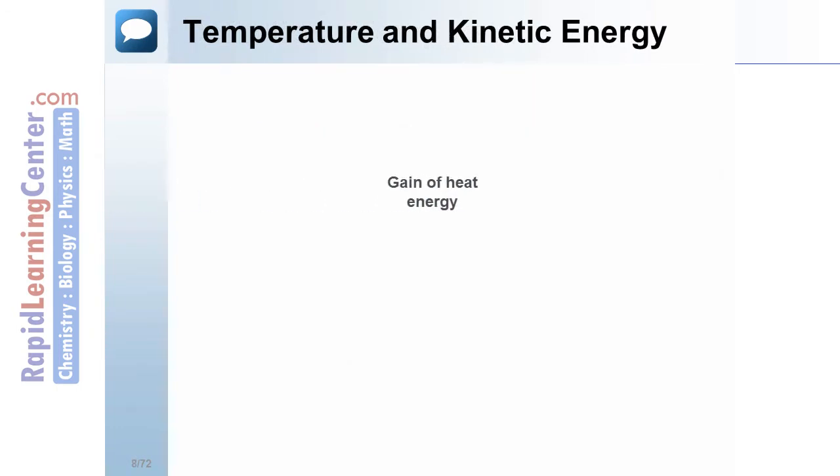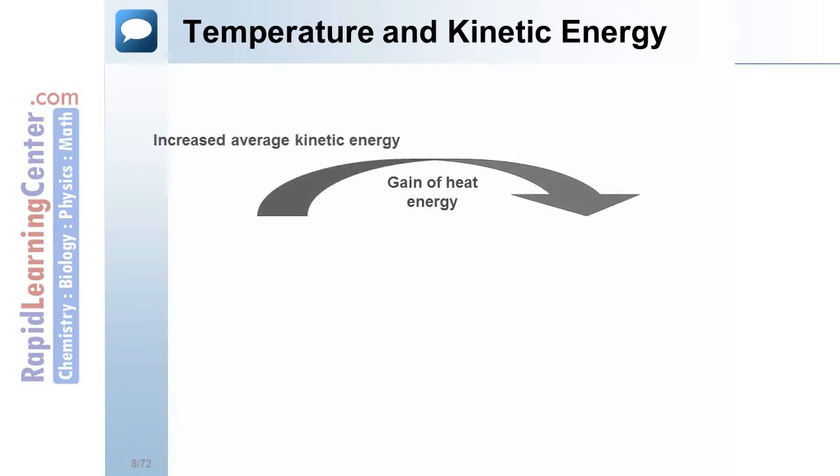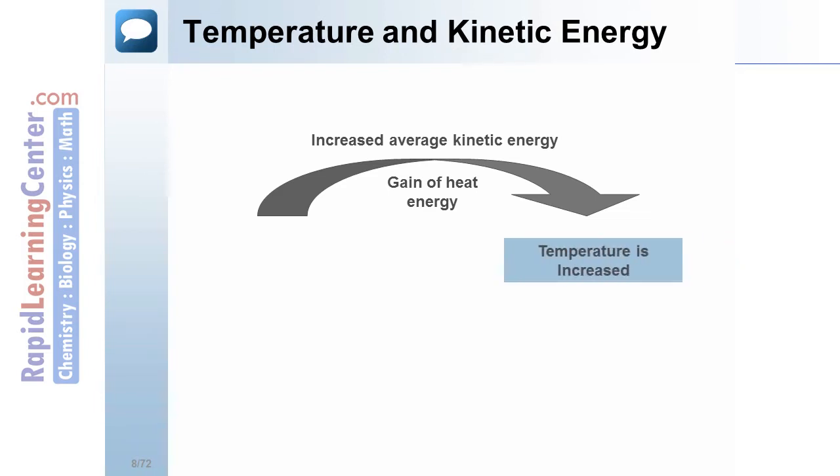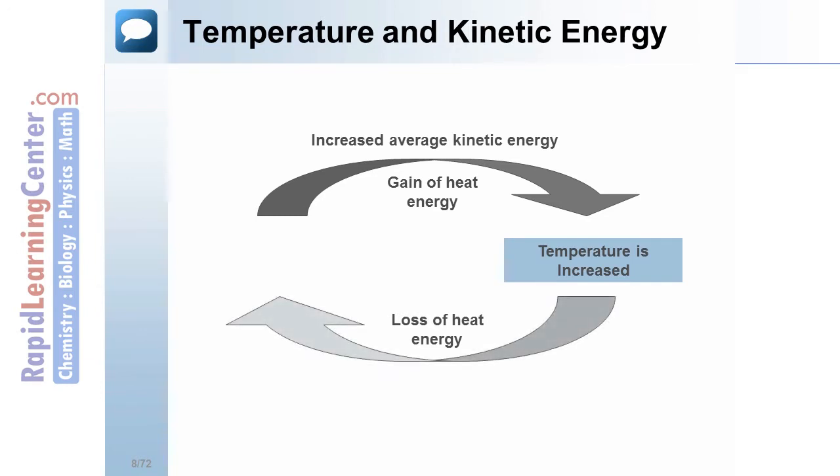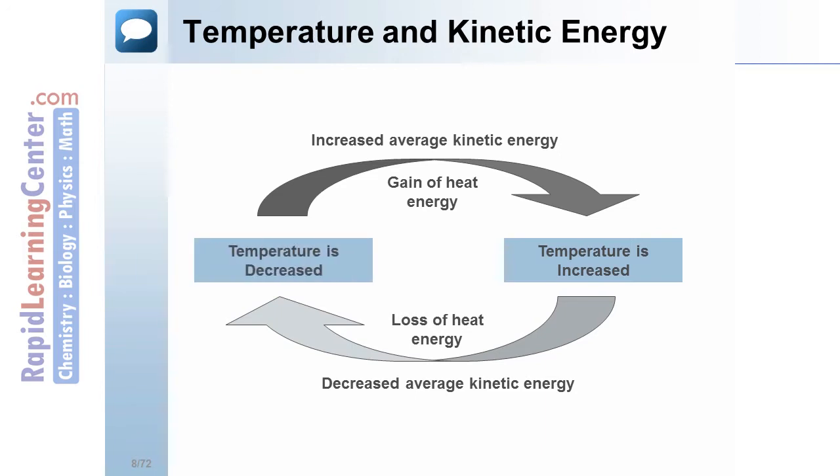Temperature and kinetic energy. As a gas gains heat energy, this means it has an increase in the average kinetic energy of the molecules. In turn, this means the temperature is increased. On the other hand, if there is a loss of heat energy, this in turn means that there is a decrease in the kinetic energy, which means that the temperature is decreased. Note the relationship between the various quantities.